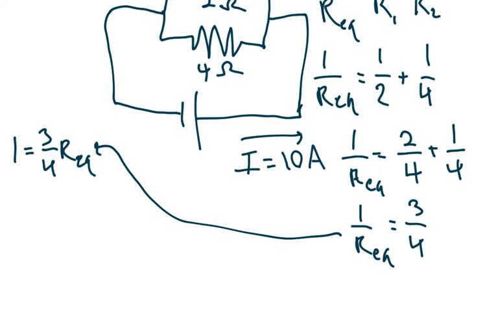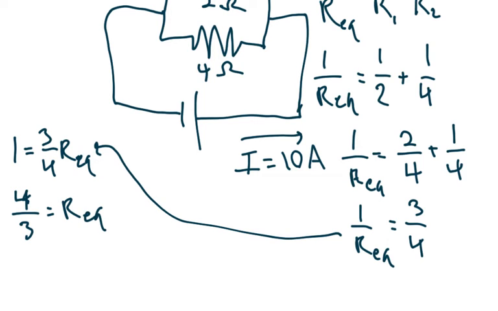But now we need to get this by itself. And the way that we get this by itself is we divide both sides by 3/4, so it disappears from that side. And dividing something means multiplying by the reciprocal. The reciprocal just means you flip it. So 4/3 is going to be our answer. 4/3 ohms is that equivalent resistance.